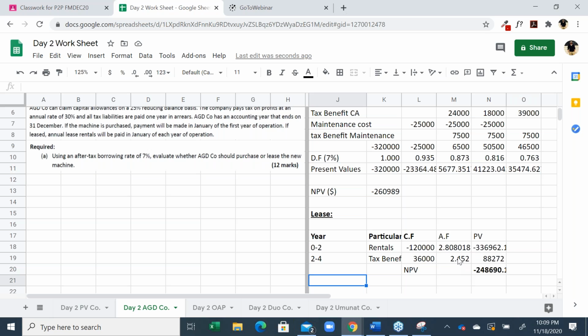The 2.452 is basically the difference of year 4's annuity factor and year 1 annuity factor, because we will start receiving our tax benefit from year 2 till year 4. Why should we be multiplying? We should be subtracting, because this 0.935 is added in this figure, whereas we don't need this year 1 annuity factor, so we have to subtract it.